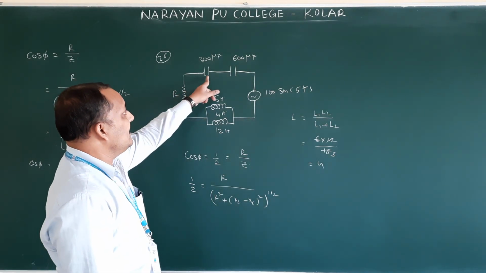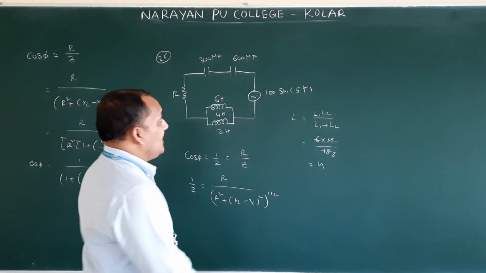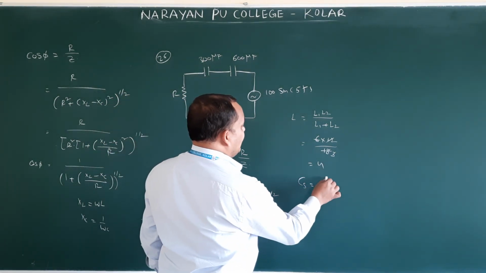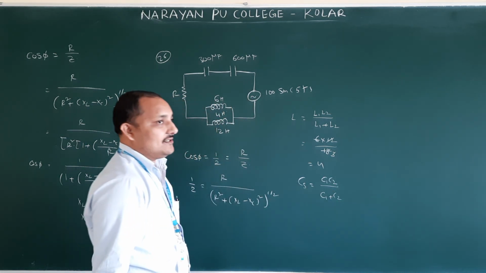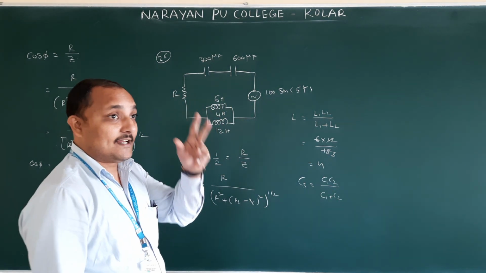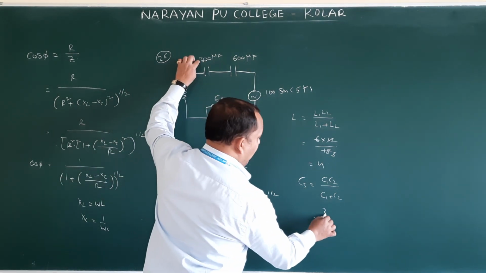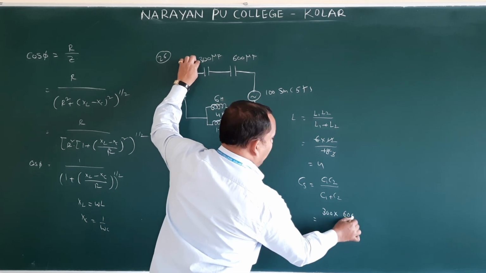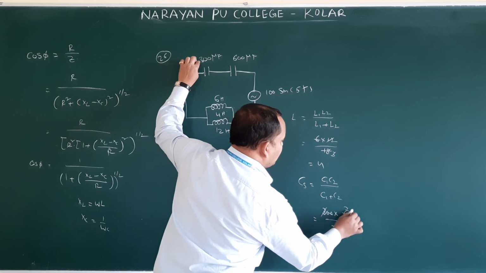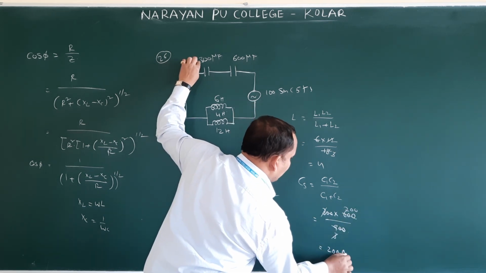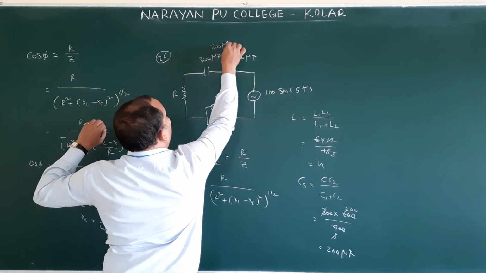Next, the capacitors. How are these two capacitors connected? They are connected in series. Two capacitors in series means CS is equal to C1 C2 by C1 plus C2. Correct? Capacitors in series is different from parallel, and resistance in series is a different value. C1 is 300 and C2 is 600, so 300 into 600 by 900, that is nothing but 200 microfarad. So in place of these two, we get 200 microfarad.